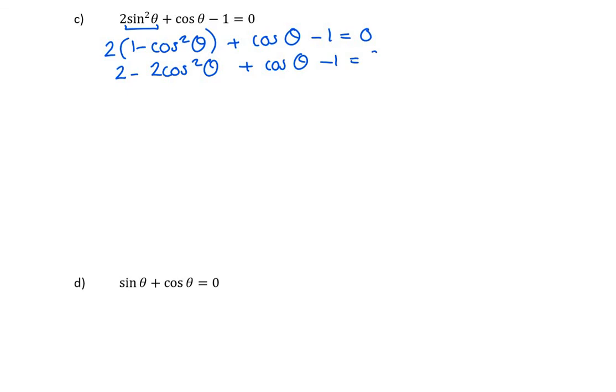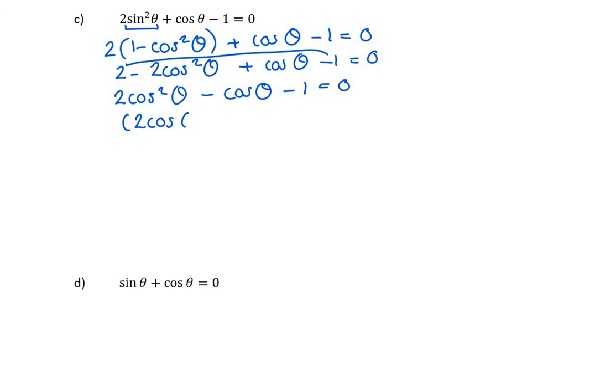So this isn't particularly pretty. If I add like terms and divide by negative, I'd actually get positive 2 cos squared theta. Divide by negative gives me minus cos theta. Now 2 take away 1 is 1, but then I would divide by negative, so it's minus 1. Now if I factorize, that would give me 2 cos theta plus 1, and this would be cos theta minus 1.